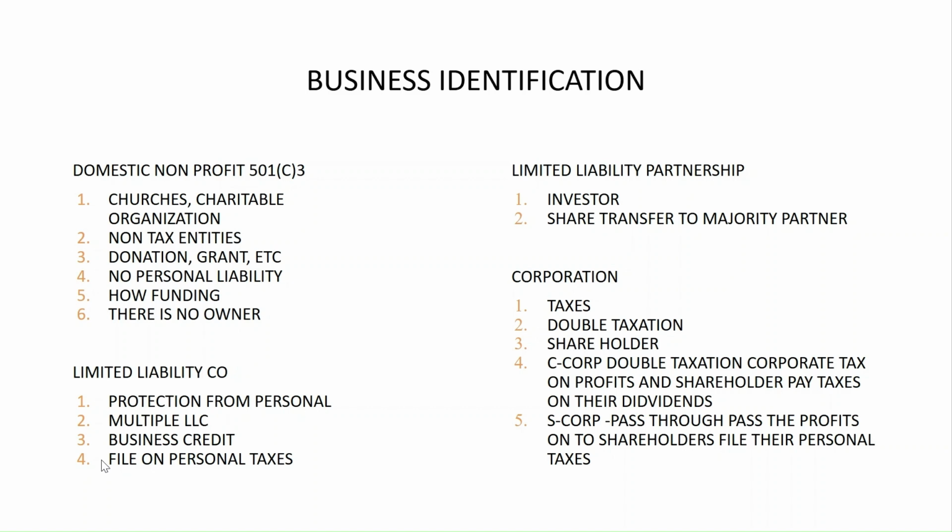Multiple LLCs. You can put property in them. Just learn the different ways you can use the LLC that best fits your business profile. Also, it helps with your business credit as well. You can file all your LLC income on your personal taxes. So for instance, if you have an office in your home, you can write that off. It's deductions.